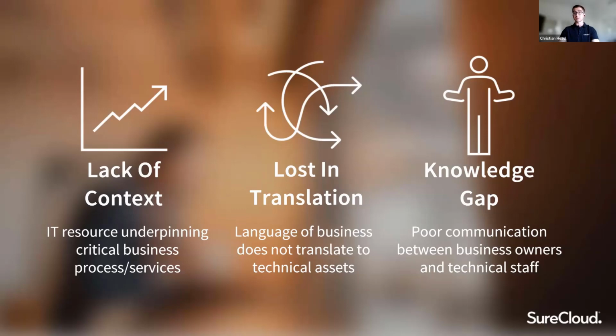Next is being lost in translation. As I'm sure you're aware, the business language utilized on the business side of the organization is very different from the IT side. As we begin to look at those different acronyms and understanding and communicating, it can be very confusing, and you can be lost in translation, which then leads into our third, which is that knowledge gap. With the lack of context and struggling to communicate, there's going to be poor communication between those business owners that support the processes, as well as those more technical staff on the IT and security teams.